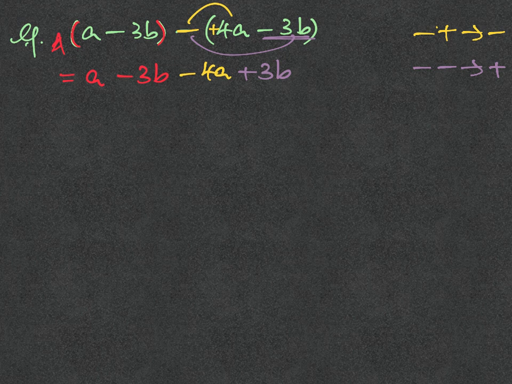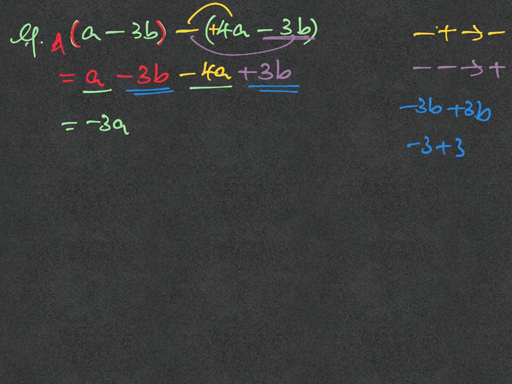Next, now we underline the like terms. A minus 4a gives you minus 3a. Now we come to a very funny question. What do you think about minus 3b and plus 3b? Do you see that they are the same, one is plus, one is minus? It's like minus 3 plus 3. What do you think the answer is? Minus 4 plus 4, like minus 5 plus 5. Yes, it's 0. So the answer is very simple: minus 3a.